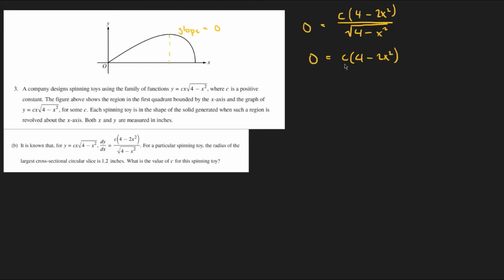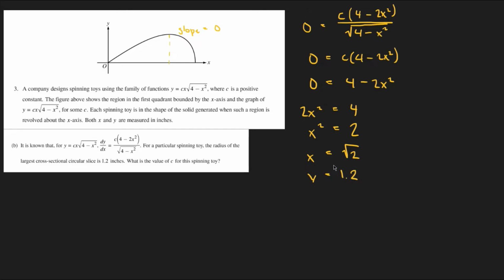And we can see that this c actually, when we divide both sides by c, it cancels out. So we're left with 0 equals 4 minus 2x squared. 2x squared equals 4. x squared equals 2. And we get that our x value is going to be root 2. So now that we have our x value, and actually, not only do we have our x value, we also have our y value. So the radius of the largest cross-sectional circular slice is 1.2 inches. So we can write that our y value is also 1.2 inches.